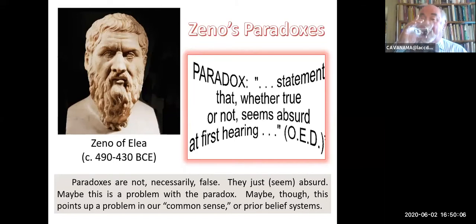Now, seems absurd, does that mean it's false? Not necessarily, because one of the things we discover by encountering paradoxes is that some of the things we may have taken for granted might be wrong. So the absurdity comes not from the falsity of the proposition in question, but from the incorrectness of assumptions that we've made hitherto, and which will need to be adjusted in light of what we may learn. So paradoxes are not necessarily false, they just seem absurd. Maybe this is a problem with the paradox, maybe though it's a problem with our common sense and prior beliefs.